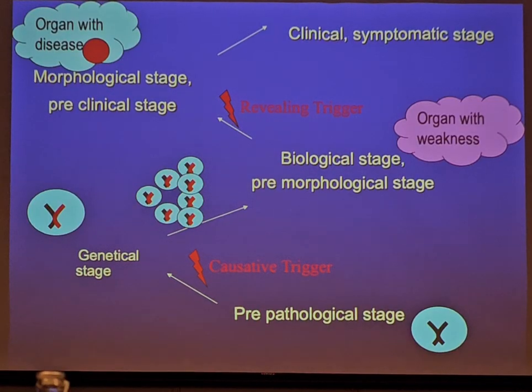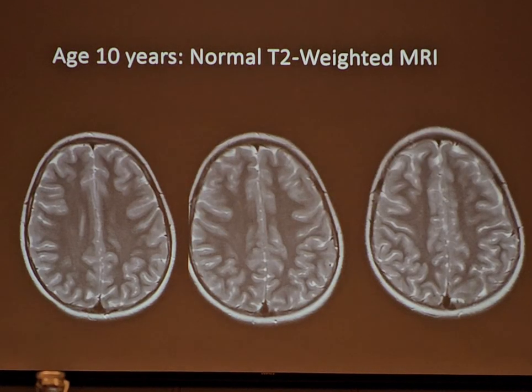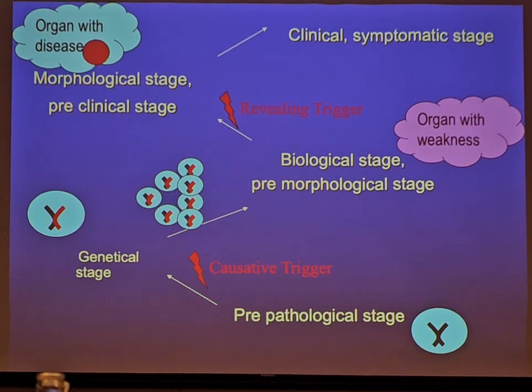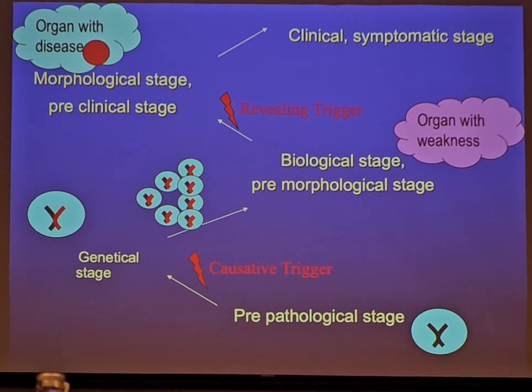And remember, this is the cascade in HHT. And this cascade actually means something else. It means that we may need to investigate children who are diagnosed with HHT in a serial fashion. Because if it's true that at any point in time a revealing trigger can trigger the organ with a weakness, that means that an AVM in patients with HHT may form de novo later on.